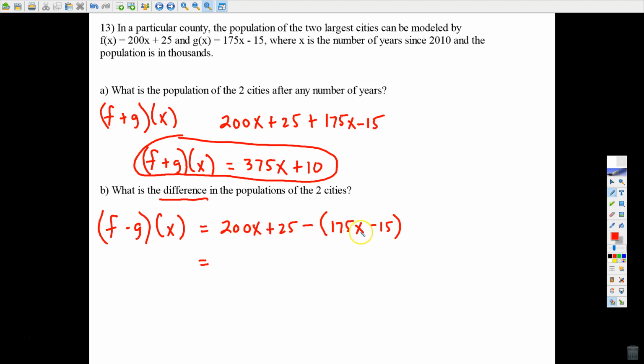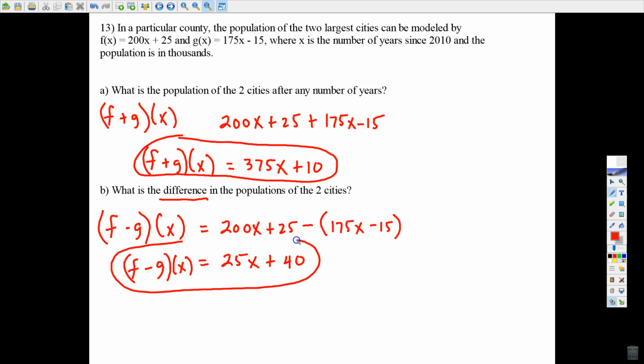200x minus 175x is 25x, and 25 minus negative 15 is really adding. That's going to be plus 40. So f minus g of x is 25x plus 40, that's our answer for the difference in the population of these two cities.